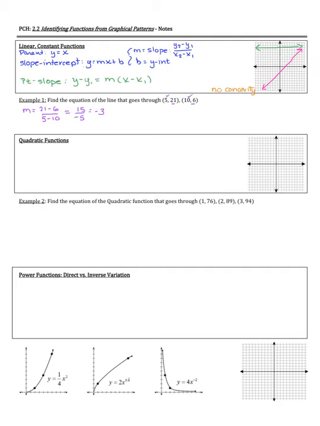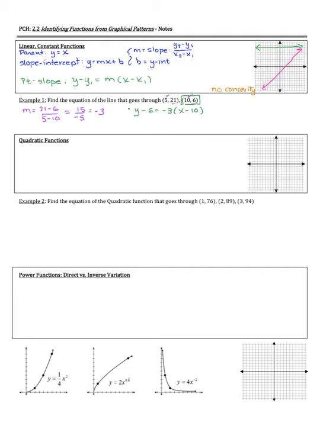And here is why I prefer point slope. I can choose either point, really doesn't matter. I'm going to choose the second one just because I like it. And point slope would give me y minus the y value equals the slope, and then times x minus the x value, and you're done.